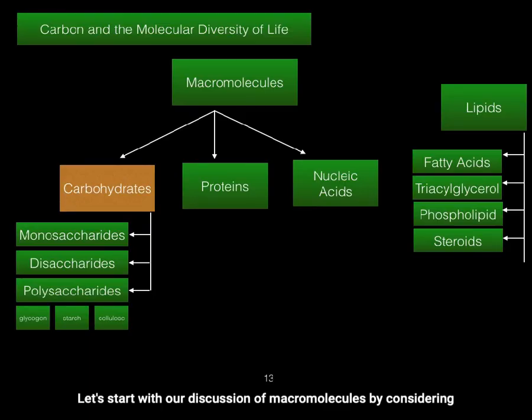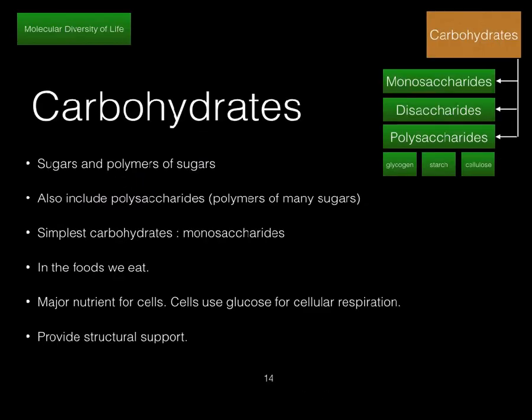Let's start with our discussion of macromolecules by considering the carbohydrates. Carbohydrates are sugars and polymers of sugars. The simplest carbohydrate are monosaccharides. Carbohydrates are in the food we eat and are the major nutrient of the cell and provide structural support for the cell.